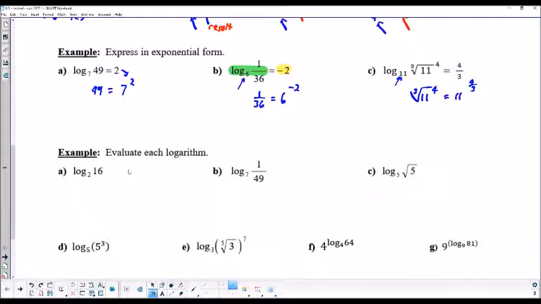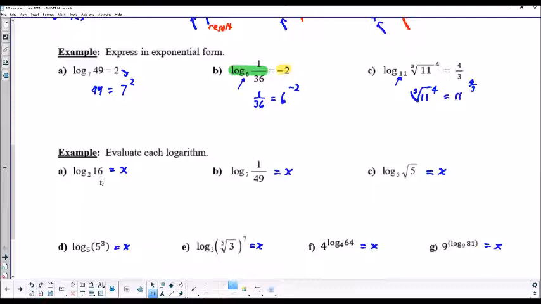Evaluate each logarithm. When I do these, I always like to set it up into exponential form and then evaluate by getting common bases. So I'll usually set each of these equal to x. Now you don't have to do this, but this is how I'm going to show it. I set them equal to x, and then I write it in exponential form. And then from there, we can compare bases to make sure that we have the correct values.